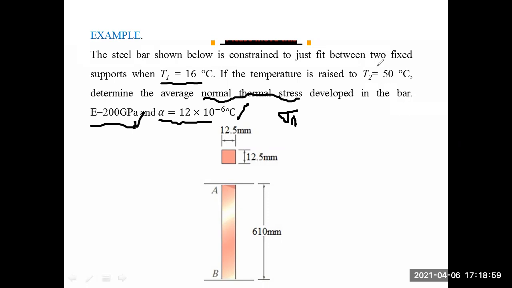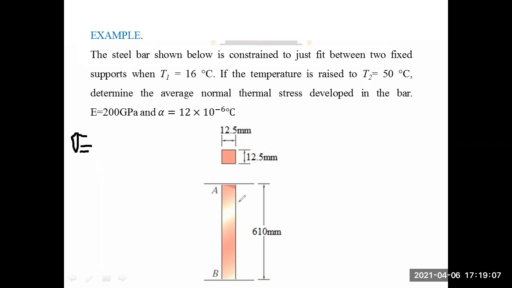So how do we calculate the normal stress now? Normal stress means that we need the force acting along this element, over the cross-sectional area. The cross-sectional area is given, 12.5, a square cross-section. The only thing we need to calculate is the force. But we can see that we have a change in temperature. That means the element would expand. If you look at the element, there is no external force acting on the element.